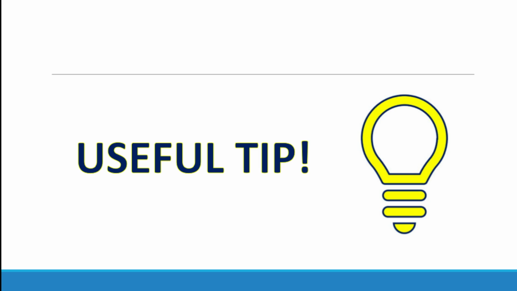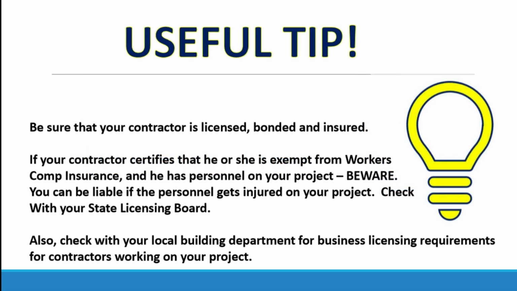Here's a useful tip. Be sure that your contractor is licensed, bonded, and insured. If your contractor certifies that they are exempt from workers' compensation insurance, and your contractor has personnel on your project, beware. You may be held liable if one of their personnel gets injured on your project. Check with your local state licensing board. Also check with your local building department for business licensing requirements for contractors working on your project. Later on this video, I will show you how to access your state licensing board to verify licensed contractors' information.